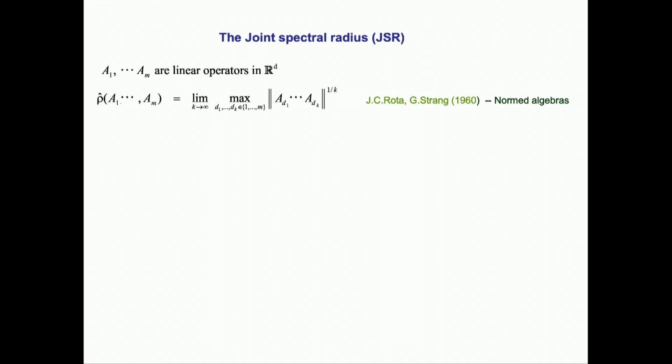Moreover, this limit doesn't depend on the matrix norm. So in the first problem, the closest stable matrix, the choice of the norm was crucial, as we remember. Here, it doesn't play any role, because as we know, all norms in finite dimensional space are equivalent to each other up to multiplication by a constant. Here, this constant will be eventually killed by the power of 1 over k. So every matrix norm gives the same definition.